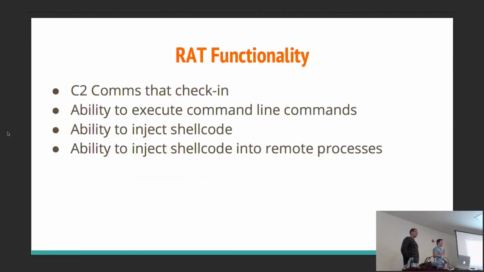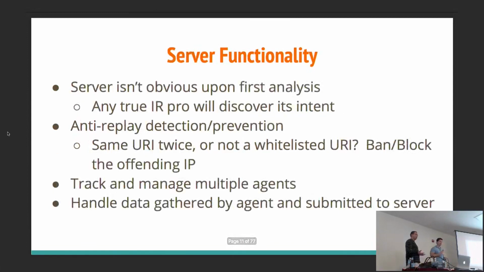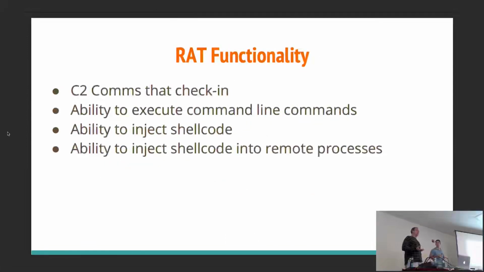So what should a RAT have? When I say RAT, it's a remote access Trojan. Just think of it as a backdoor or some piece of malware. So what should it do? Command and control communications that check into a server. Ability to execute command line commands, which means if you're on Windows, for example, you can type dir and you get a directory listing. If you're in Linux, you type ls, and you get a directory listing as well. Ability to inject shellcode into a remote process. That's probably some of your super basic functionality.